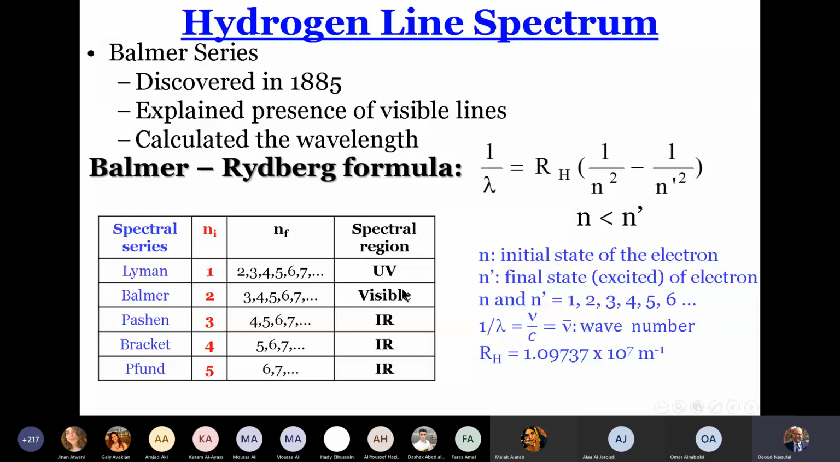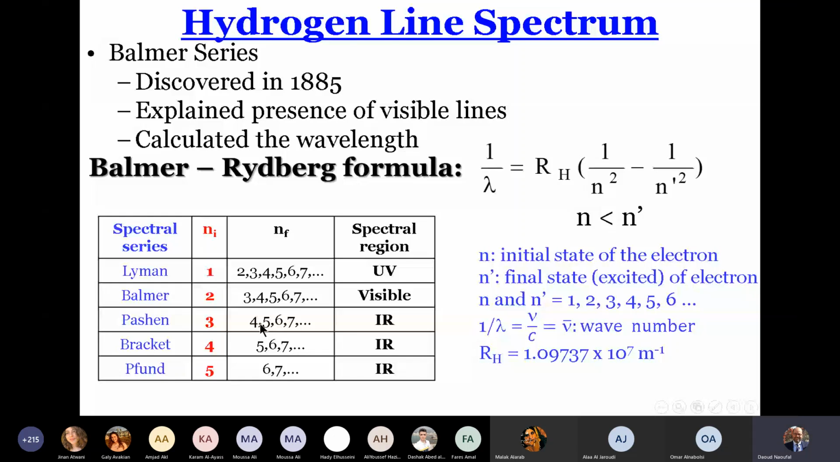visible domain. Paschen supposed that the electron is at level 3, and the electron will go from 3 to 4, 3 to 5, 3 to 6, or 3 to 7. He found that these radiations are in the infrared. And Brackett supposed the electron is found at level 4, and Pfund supposed the electron is found at level 5.